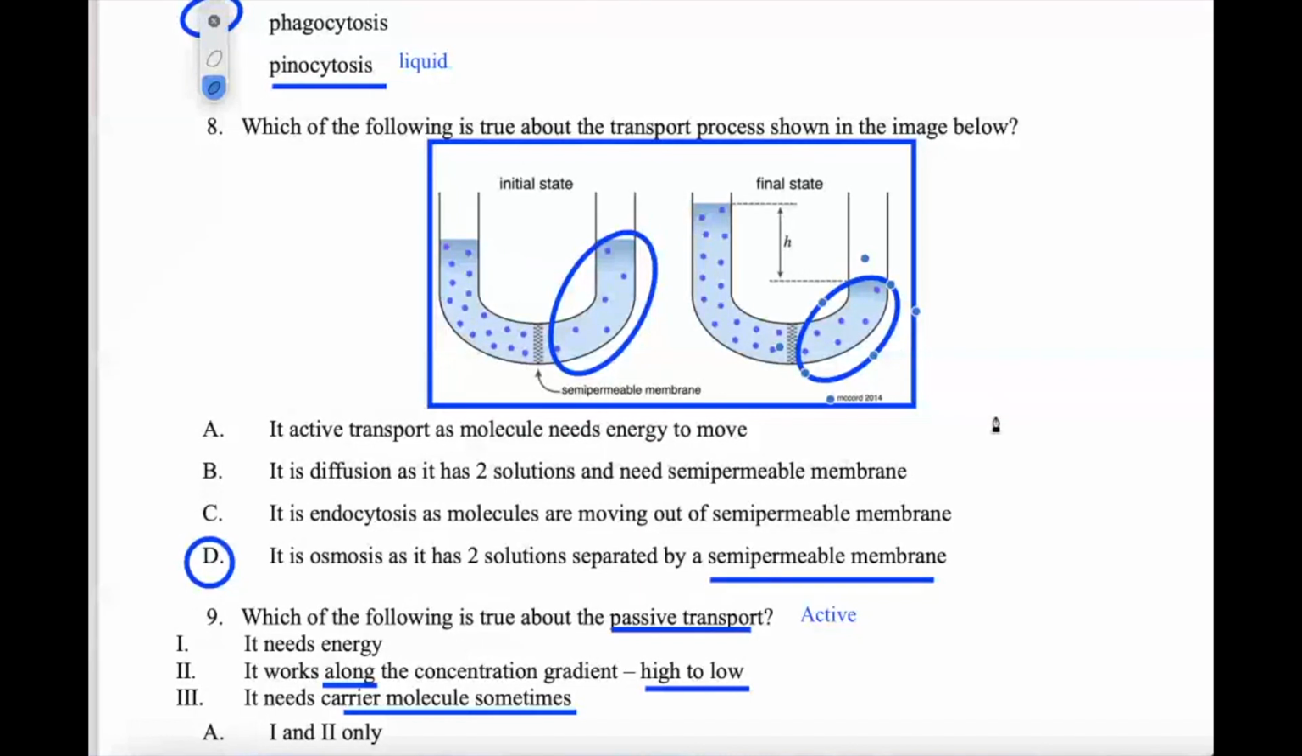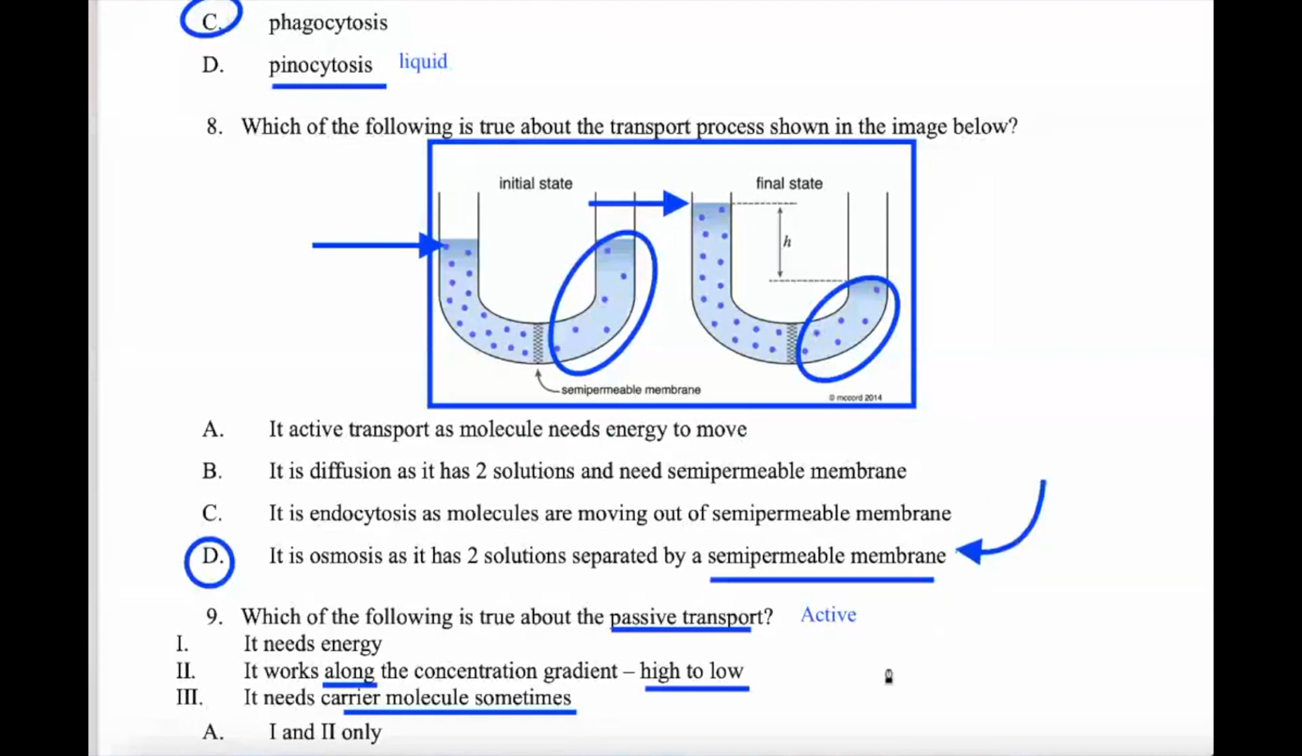So who is moving? The liquid. First, the liquid was here. Now the liquid is up to here. This is the final. So it means that the liquid moved. And in which process did you study the movement of the liquid? In osmosis. So that's why this is osmosis. And also it needs a semi-permeable membrane like the cell membrane.